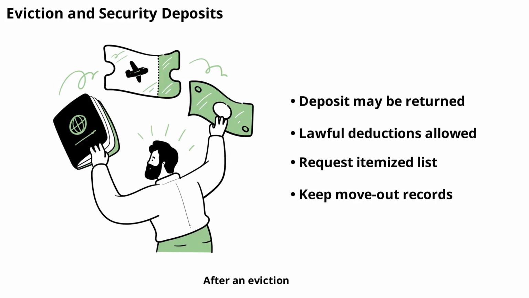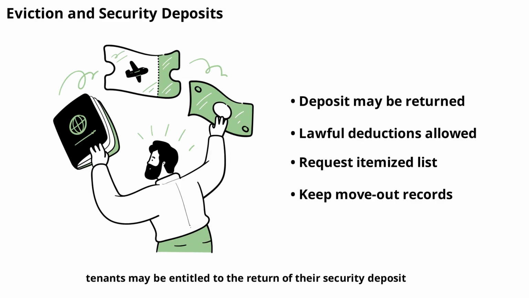After an eviction, tenants may be entitled to the return of their security deposit, minus any lawful deductions for damages or unpaid rent. Landlords must follow state laws regarding the timing and documentation of deposit returns. Tenants should request an itemized list of deductions and keep records of the property's condition when moving out to avoid disputes.